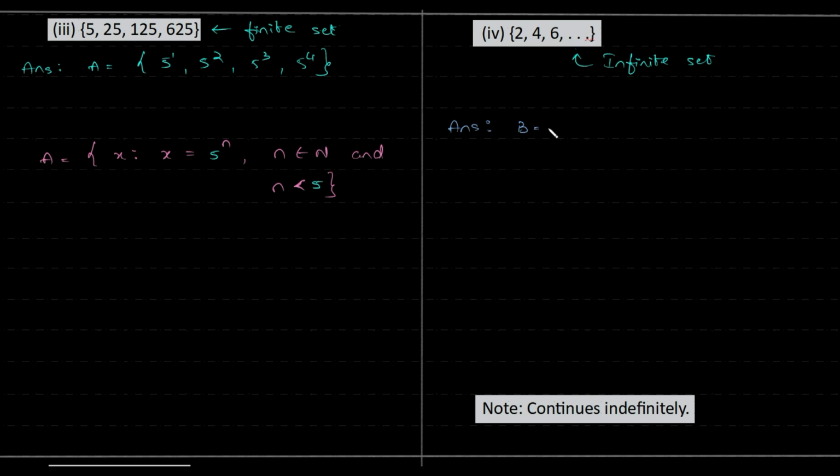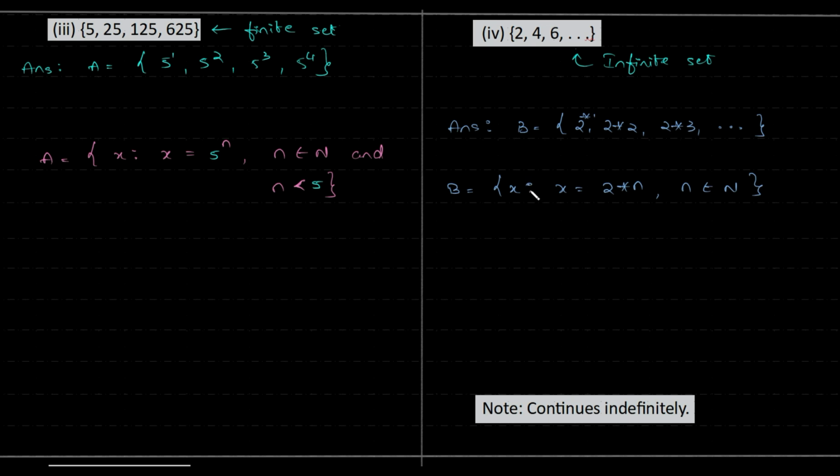So let's start with the pattern. Set B, we'll call this set B. We have 2, and we have 2 into 2, and we have 2 into 3, and dot dot dot. So this is continuing indefinitely. And so we can talk about set B as x such that x is equal to 2 into what? Yes, 2 into n, right? Because this is 2 into 1, 2, 3, 4. So n belongs to what? N, natural numbers. And I close the bracket.